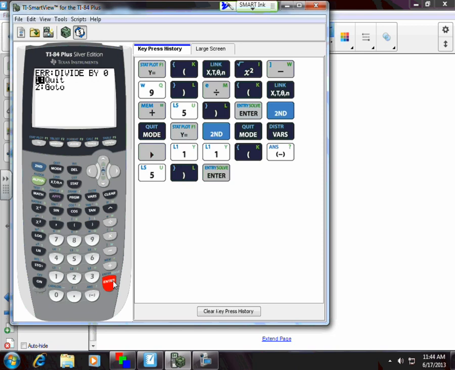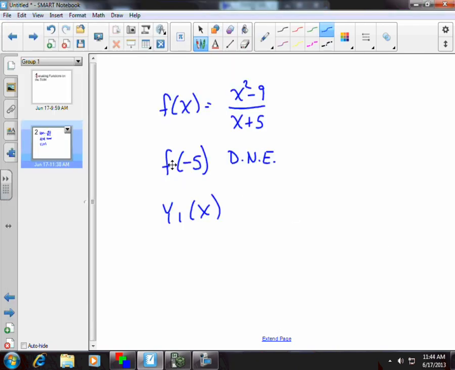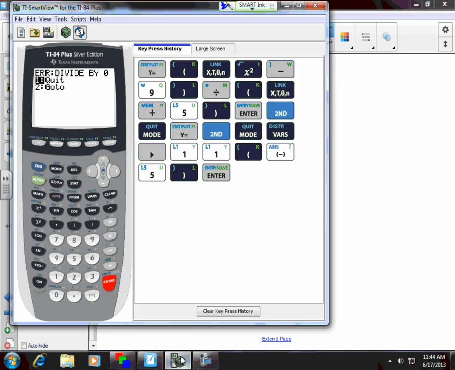And of course, our calculator tells us, wait, you can't divide by 0. And that's exactly what we expected. Because when you try to input -5, you would be dividing by 0. -5 is not in the domain. Okay, so let's press enter to quit.